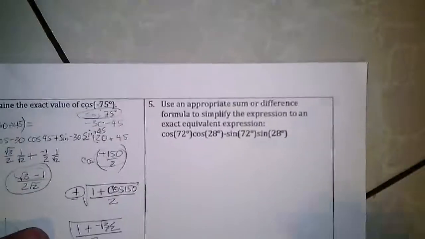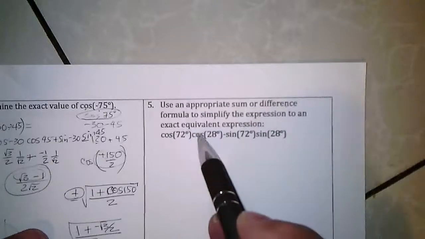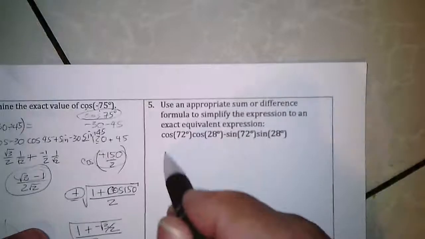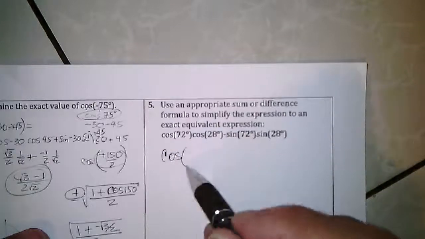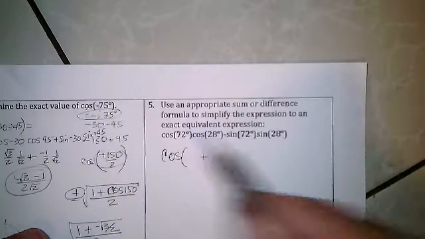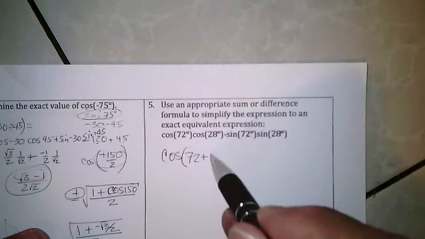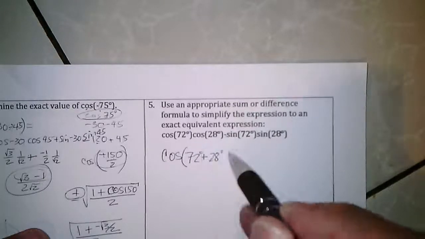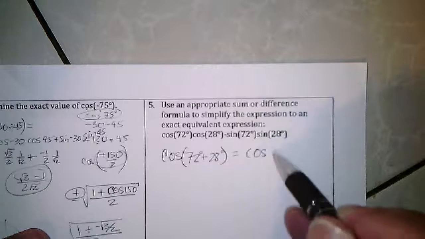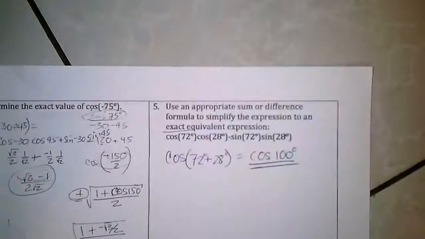Number 5. The sum or difference formula that has cosine and sine is the cosine of, and if this is minus, a plus the two angles added, 72, 72, 28, 28. So this is going to be 72 plus 28, both degrees, which makes the cosine of 100 degrees. And that would be an exact value. If I went to decimal approximation, that wouldn't count.